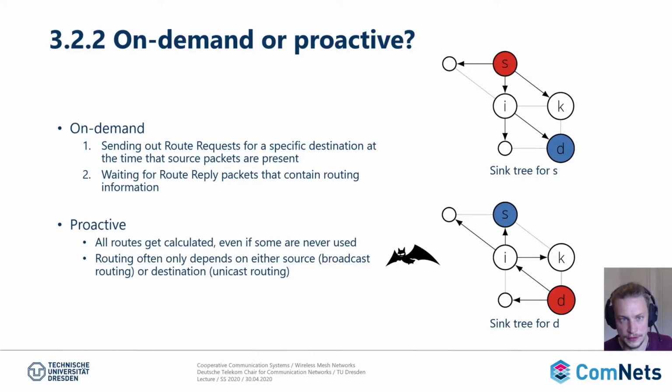This is different in proactive routing. All routes get calculated to any node, even if some of them are never used. This might sound like very much, especially for bigger networks, but the good thing is that very often routing only depends on either source or destination. So it's not specific to any source or destination combination, but only specific to the destination.